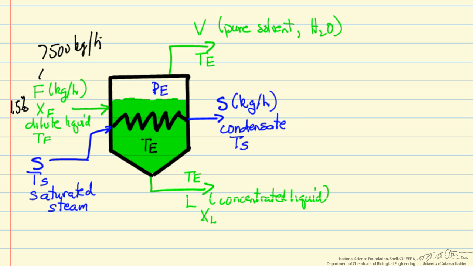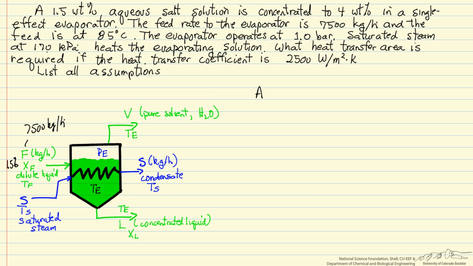One of the assumptions we make is there's no salt in the vapor, which is certainly what we would expect. Some of the other assumptions, one is that the evaporating liquid is well mixed. And so that means the temperature for the vapor, temperature inside, the temperature of liquid, all the same temperature. It also means the concentration, this weight percent leaving, is the same as the weight percent inside our evaporator.